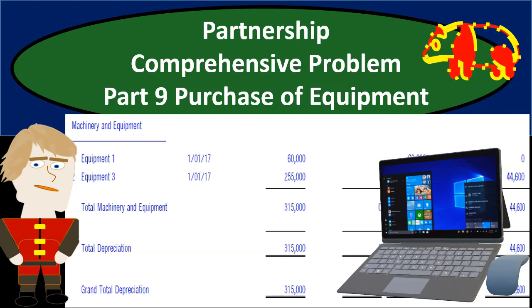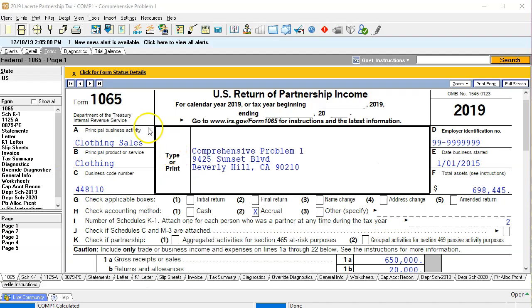In this presentation, we will continue on with part 9 of our partnership comprehensive problem. This time we're going to be entering the purchase of equipment into our tax return, into our tax forms. Here we are in our 1065.